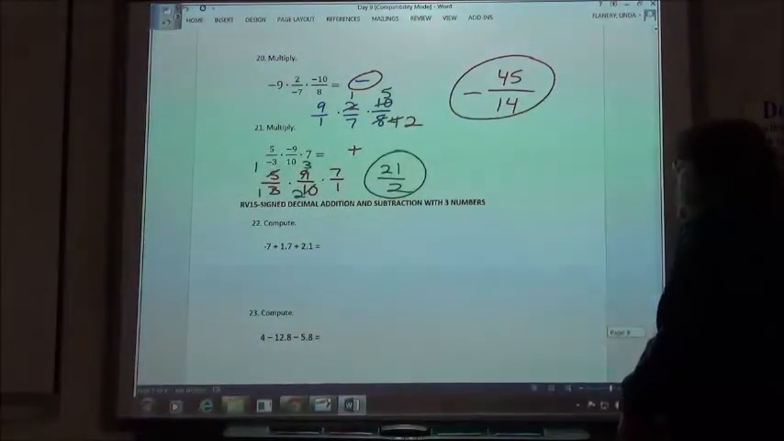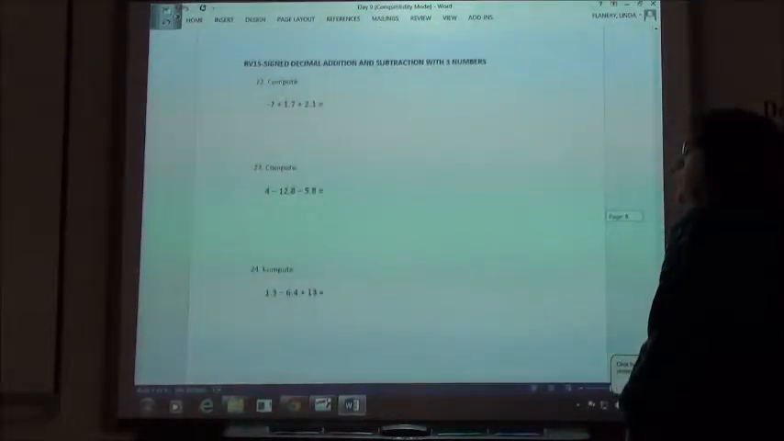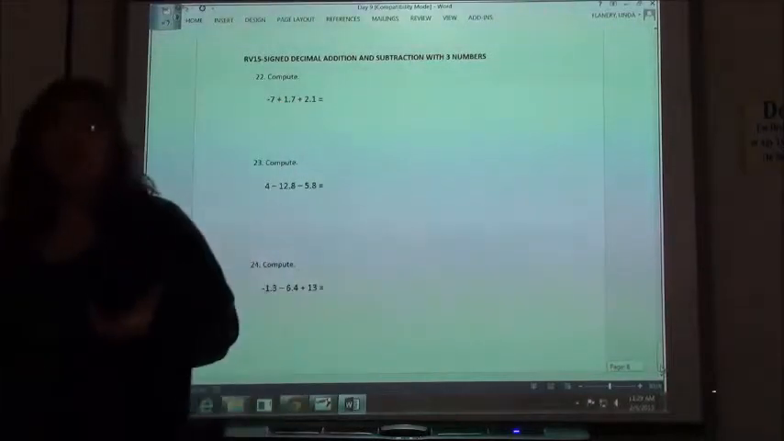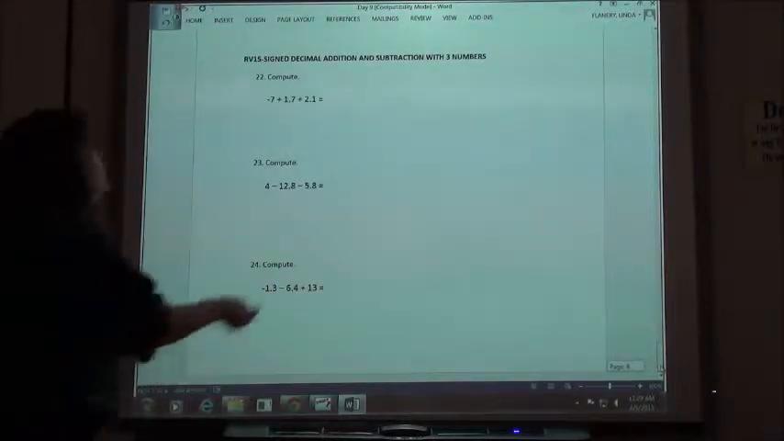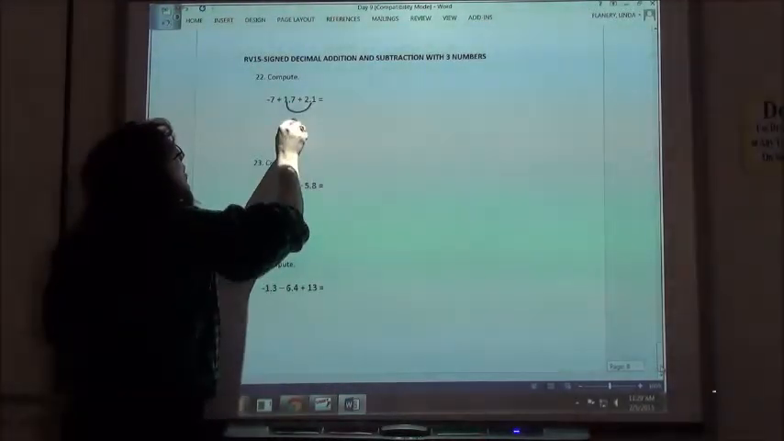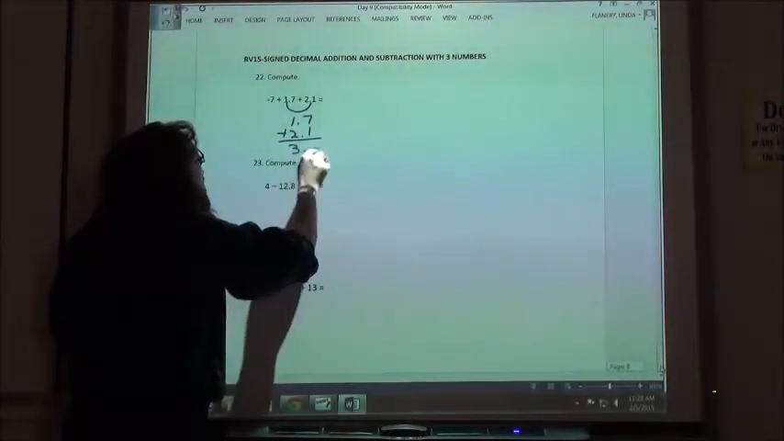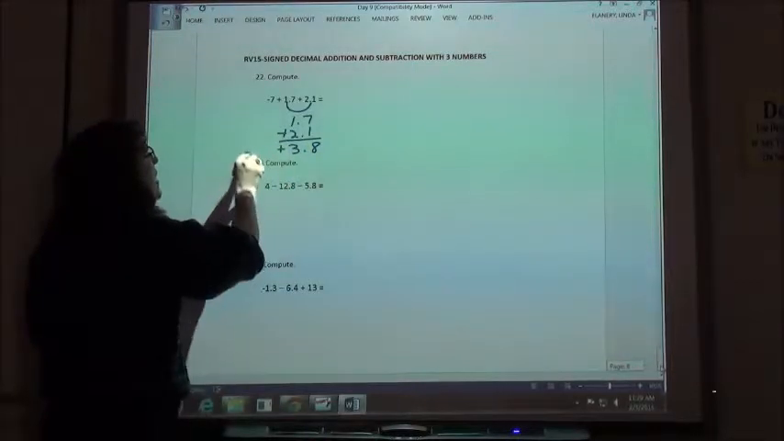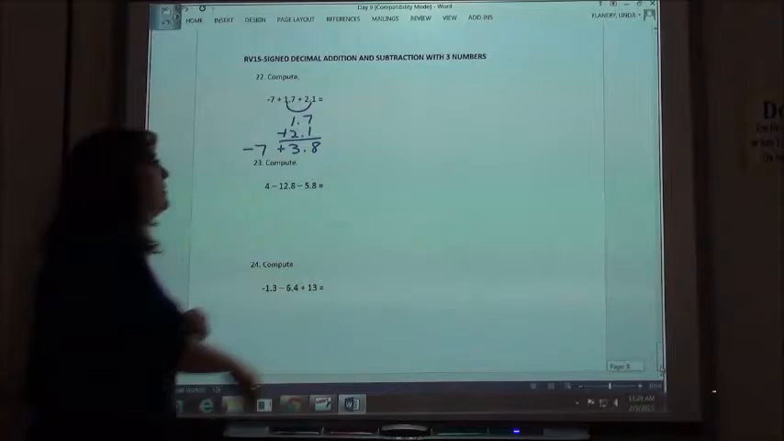And then the last one, sign decimal addition and subtraction with 3 numbers. This is like what we did when we had 3 numbers with integers. They're going to start and do the pair with the same sign first. And then we add and keep the sign. So they're going to do these two first. 1.7 plus 2.1 gives me 3.8. Keeping my problem in order of how it is, I have -7 plus 3.8 then.